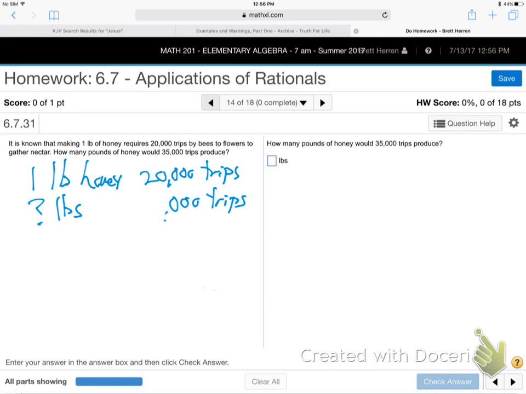I have a lot of peanut butter and honey sandwiches. I think I'm costing the bees a lot of work. 20,000 trips for a pound of honey. I probably eat a pound of honey every month, or maybe more.